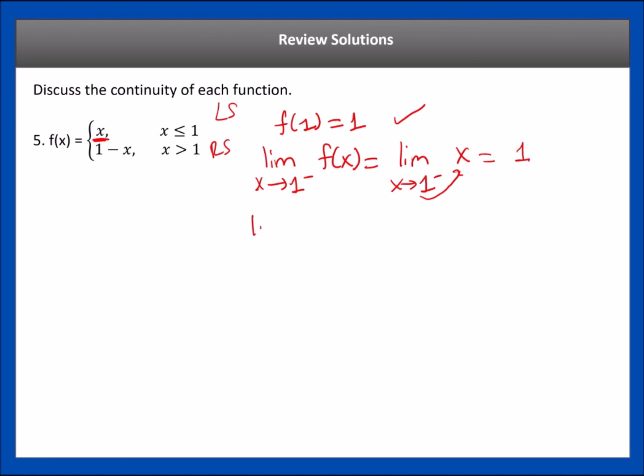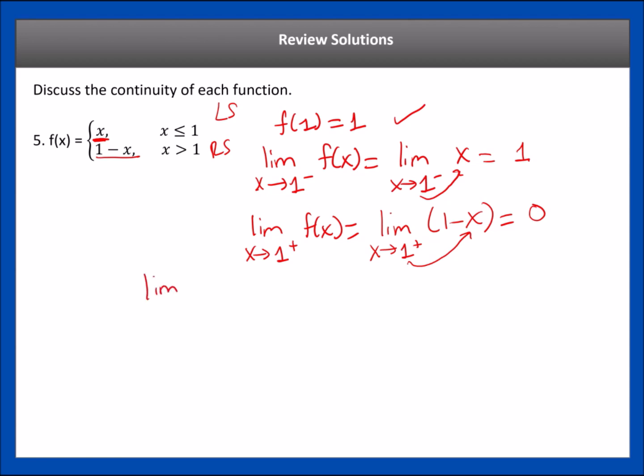Now let's do the limit as x approaches 1 from the right side. Because I'm doing the right side, I'm using this function right here, so I'm just going to redefine that as 1 minus x. If I plug 1 in, I get 1 minus 1, which is 0. So we clearly see that the limits do not agree. The limit as x approaches 1 from the left does not equal the limit as x approaches 1 from the right.